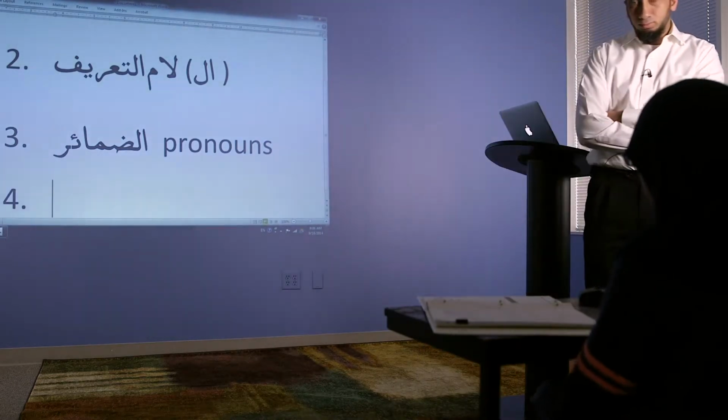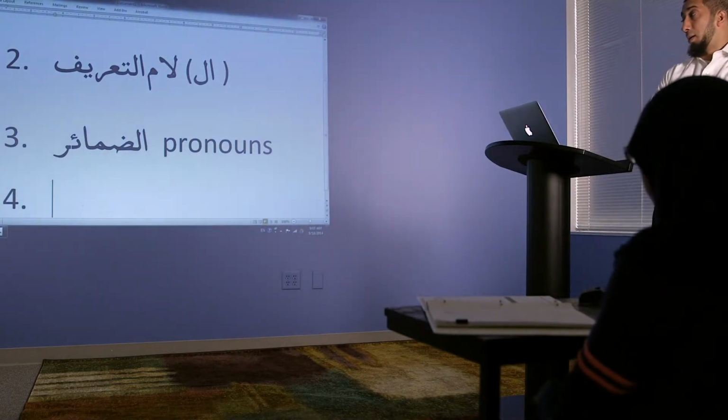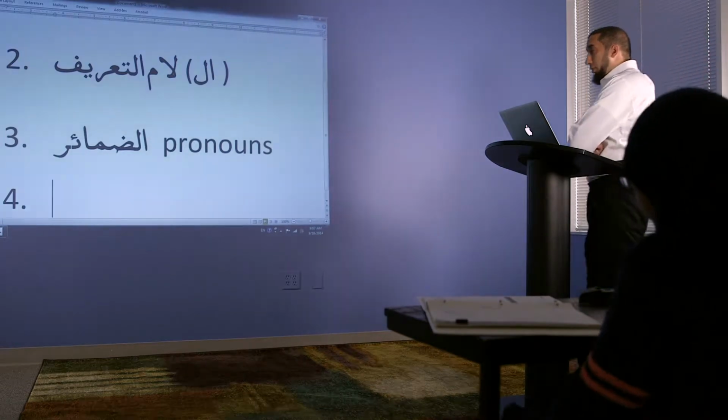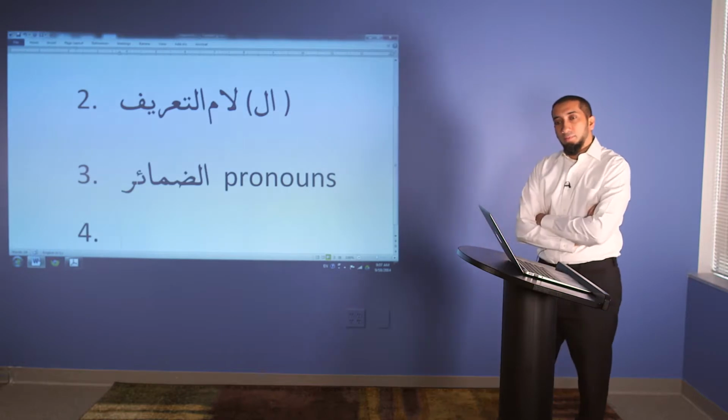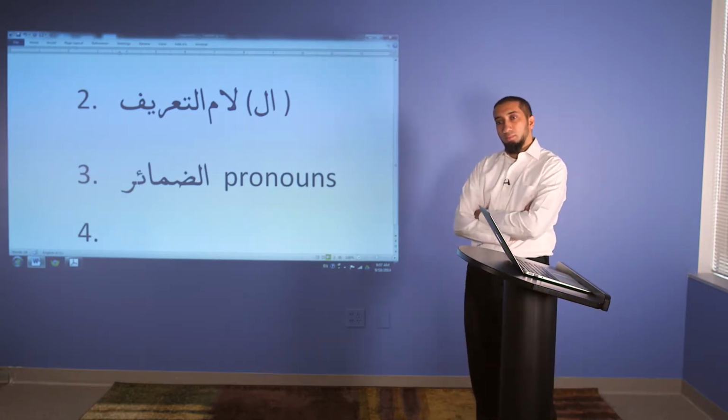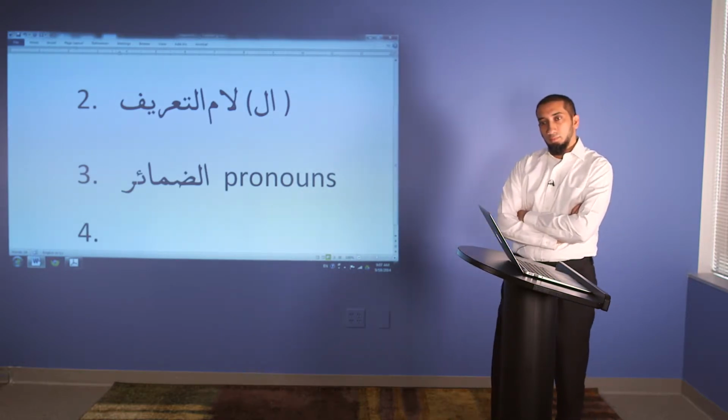Ana is ni or i, and nahnu was na. Fantastic job. Okay, now the pronouns, what's the difference between the independent ones and the attached ones? The independent ones are rafa and the attached ones are either nasab or jar.